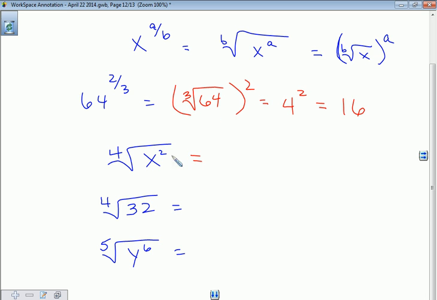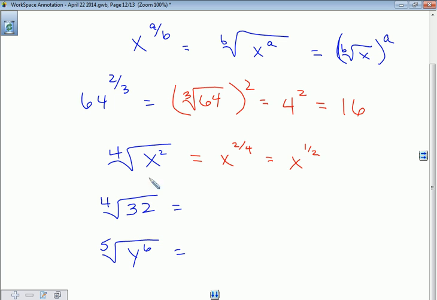Okay, so this would become x to the 2/4, which is the same as x to the 1/2 power. And the 1/2 power is always the same as what root? Square root. Cubed root is what power? 1/3. Square root is the 1/2 power. Cubed root is the 1/3 power.